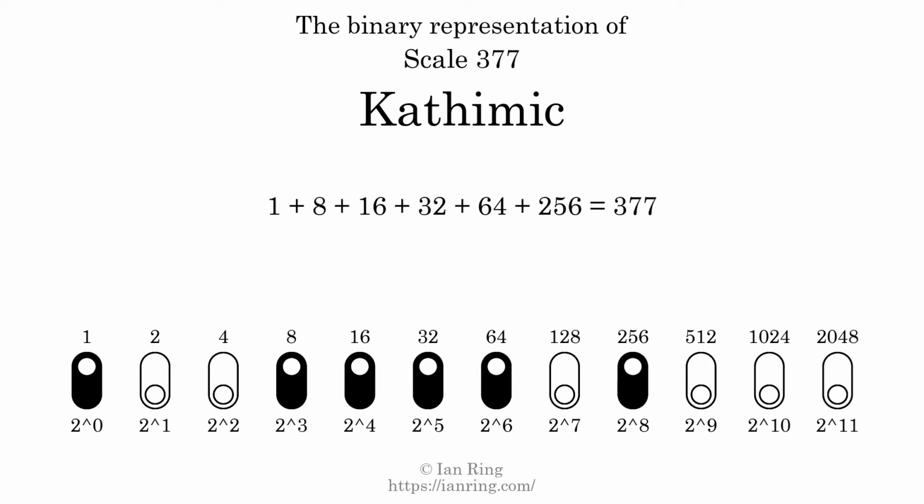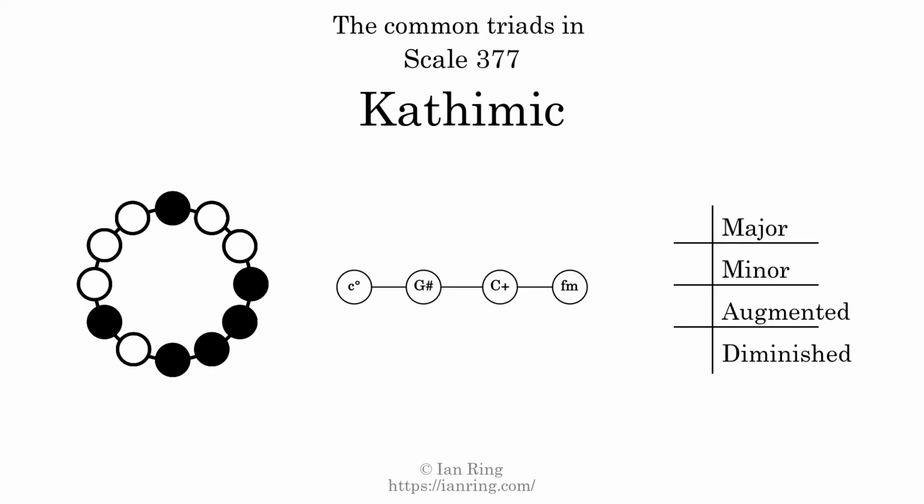The scale number not only enumerates the scale with a unique index, but it also literally describes the tonal content of the scale. Represented as a binary number in base 2, the scale number is 0001011111001. Here are the common triads present in this scale.